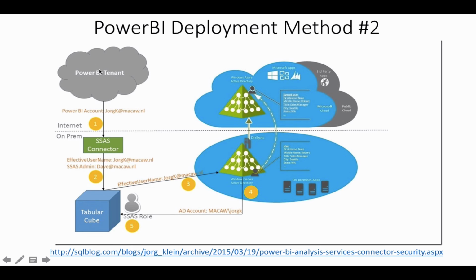Essentially, your Power BI tenant sits up in the cloud. You sign in with your school username and password, which comes down from the internet to the on-premise data warehouse using SQL Server Analysis Services Connector. I think it's called the Enterprise Gateway now. And it hits your tabular cube, which in turn pushes off that username and password for authentication through your Active Directory, which returns the user, and that's where your SSAS role is defined before your data is then pushed back to the cloud and displayed accordingly.